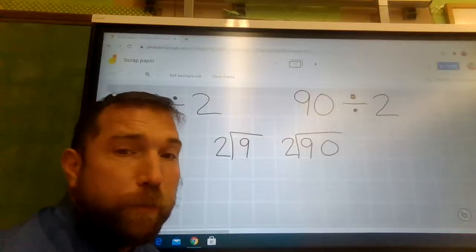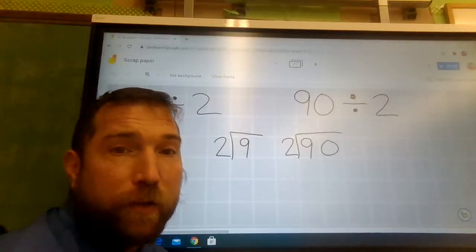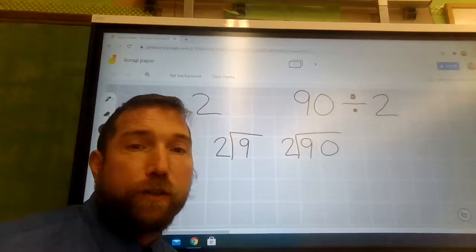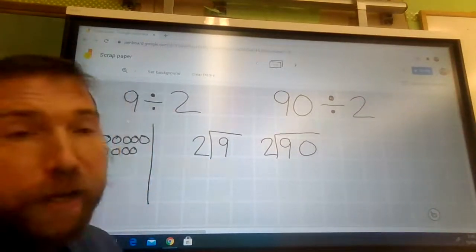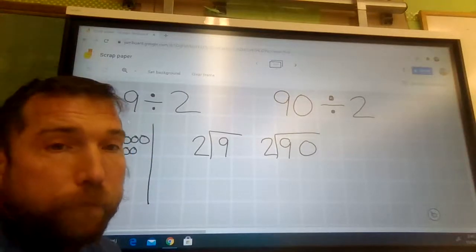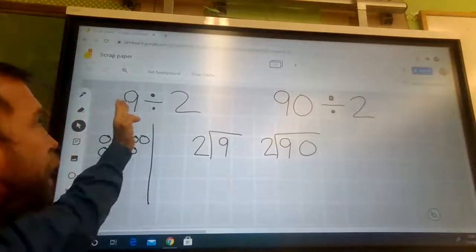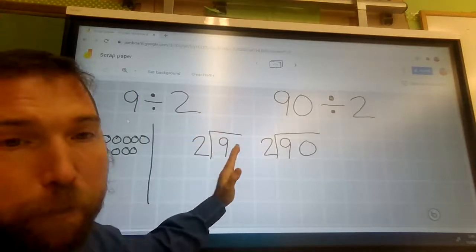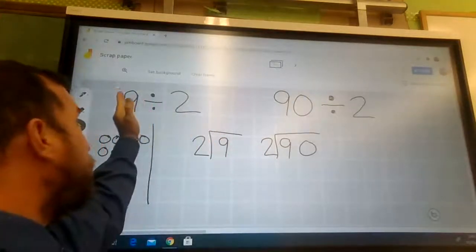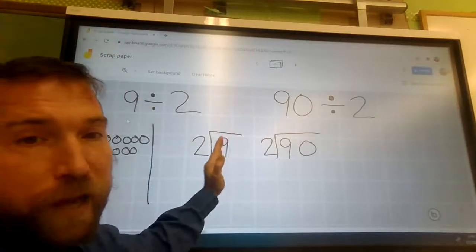Hey, boys and girls. Basically, the same exact thing that we did yesterday, just with slightly bigger, or larger, technically the better word for that, numbers. Okay? So we have something like 9 divided by 2. And this is how you write that. I know it looks kind of backwards because we say the 9 first, but then the 9 goes underneath.